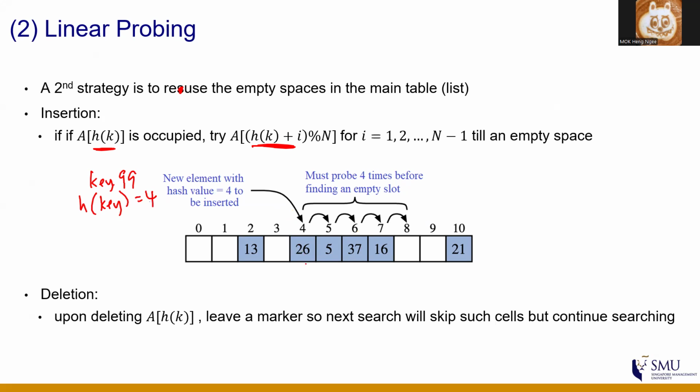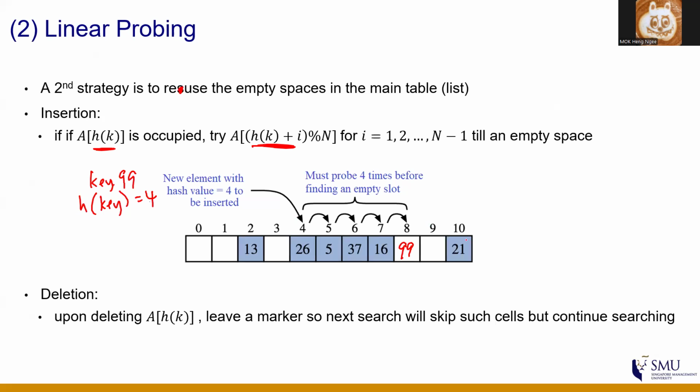I jump to position 4 and I try to insert 99 there. Hey, it's occupied. So I try to insert it at position 5, occupied. I try to insert it at position 6, occupied. Position 7, occupied. Position 8, hey, it's empty. I put 99 there. So that is what this means.